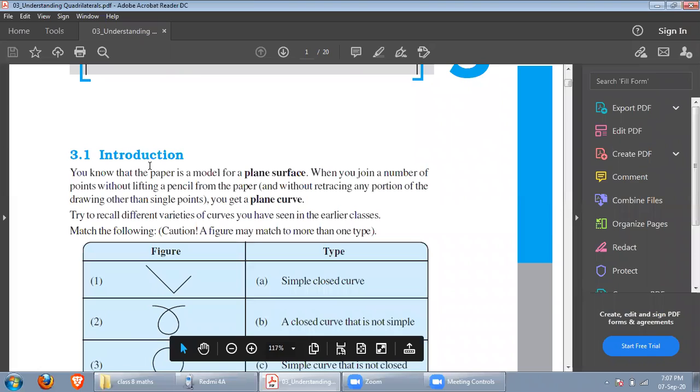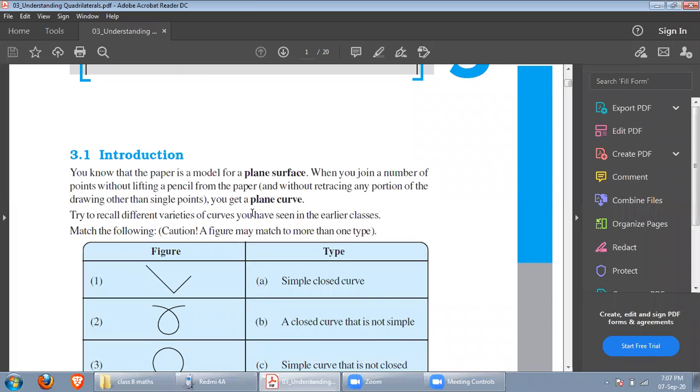Yes. So note that a paper is a model for a plane surface. Okay, you know what a plane surface is. About one month ago when we were doing normal class, before this online class, I told you about plane surface. In a plane surface, you will not have a solid surface. Solid surface means you have a ball, that is a solid surface. And a plane surface is like your paper.